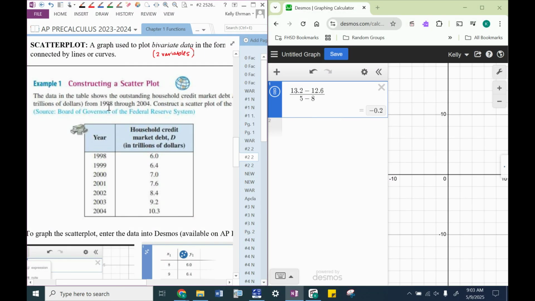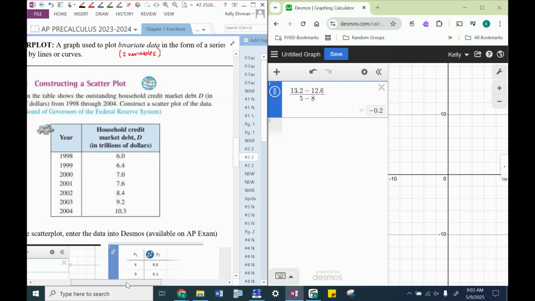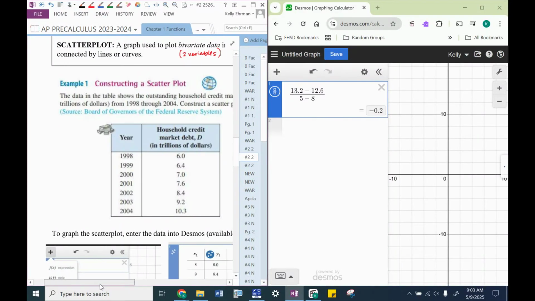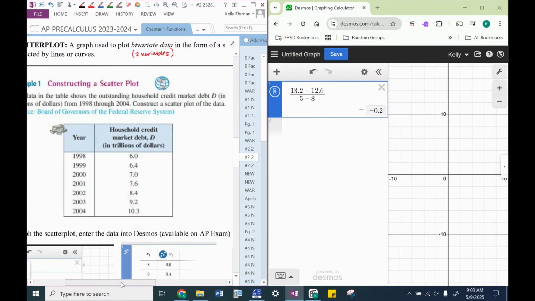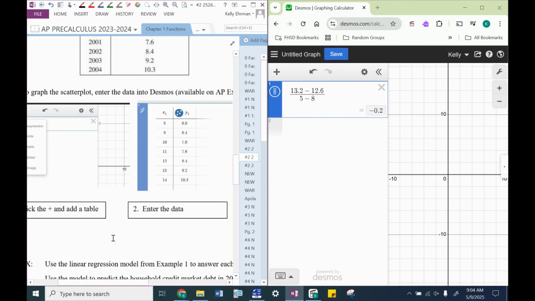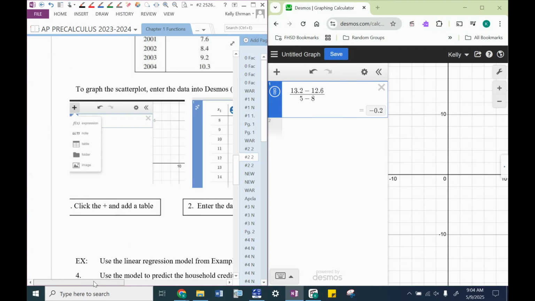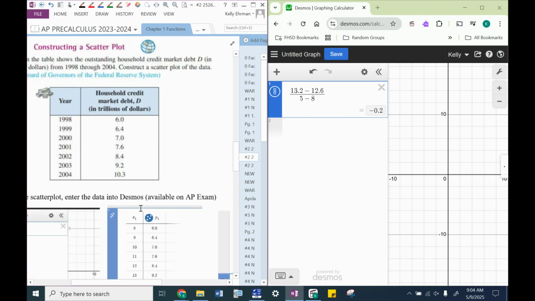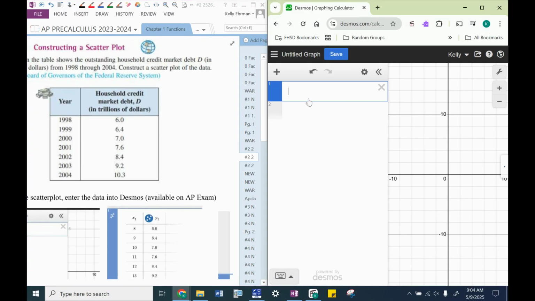This data table shows the outstanding household credit market debt, capital D, in trillions of dollars from 1998 to 2004. Construct a scatter plot. Now, I've got screenshots of how I'm doing this here, but I'm just going to go through this in real time here. So when you're in Desmos, you can hit this little plus sign. And on our AP test, our only options will be expression or table. So we're choosing table.